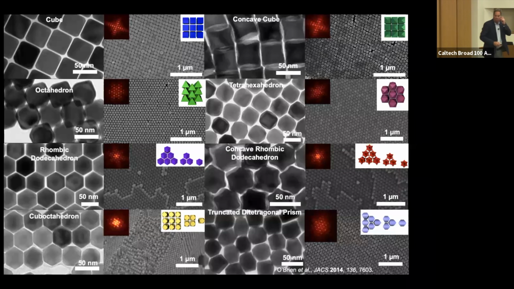So I want to show you that because we've tested that in great detail. And I remember I made that bold statement. I said, I can tell you if you have high quality particles or not. We don't want to fool ourselves and use a low quality sample. So we spend a lot of time trying to make really high quality particle building blocks. And here you can see different shapes: cubes, concave cubes, octahedra, tetrahexahedra, rhombic dodecahedra, concave rhombic dodecahedra, cuboctahedra, and truncated tetragonal prisms. These are some of the most monodispersed samples ever made.